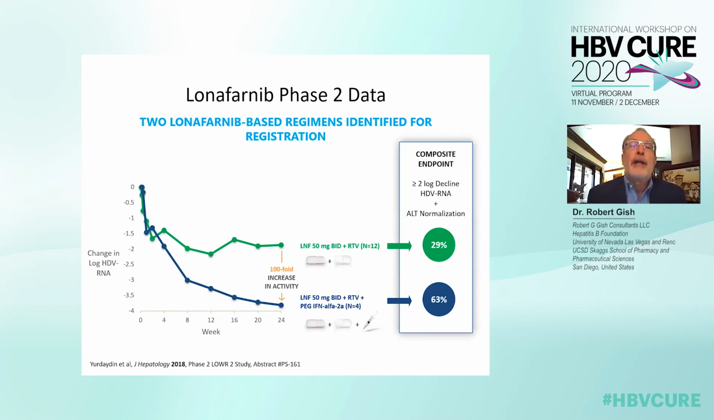Let's look at the phase 2 data. These are 2 Lonafarnib-based regimens identified for registration. So we have Lonafarnib plus ritonavir boosting. This decreases the amount of exposure to Lonafarnib and lessens adverse events. And Lonafarnib BID boosted plus pegylated interferon alpha 2A. The composite endpoint was reached in 29% of individuals on the Lonafarnib and 63% when Lonafarnib was combined with pegylated interferon. This composite endpoint is a 2-log decline in delta RNA and ALT normalization. This is the LIFT-2 study.